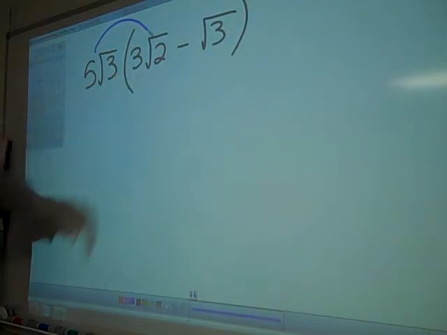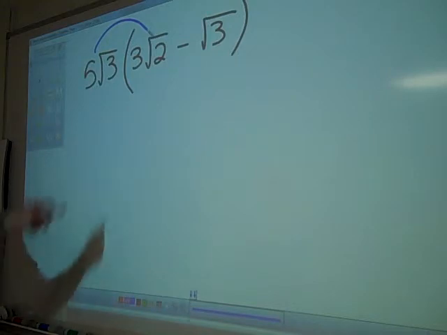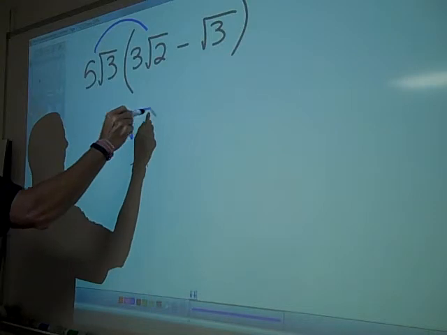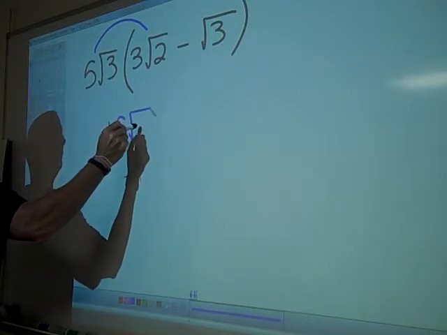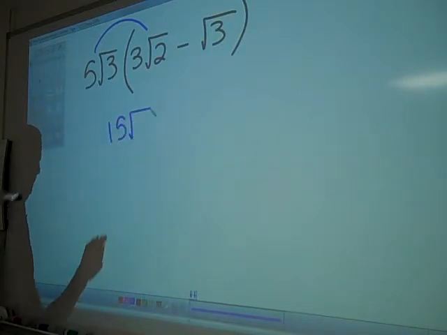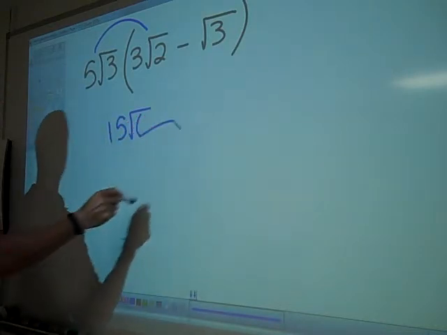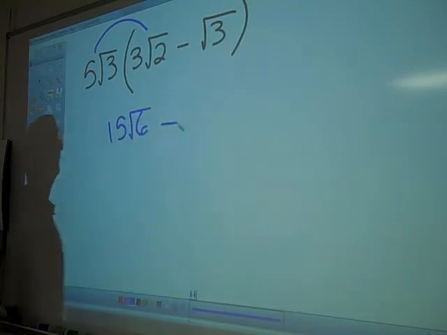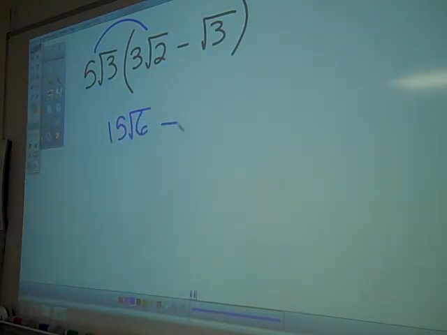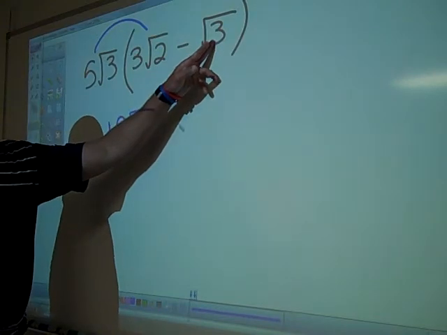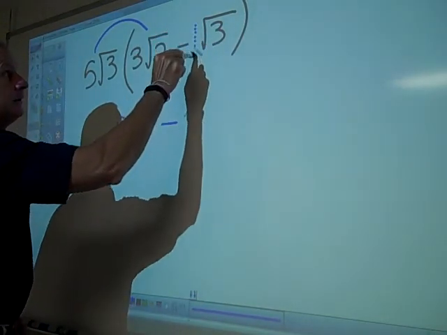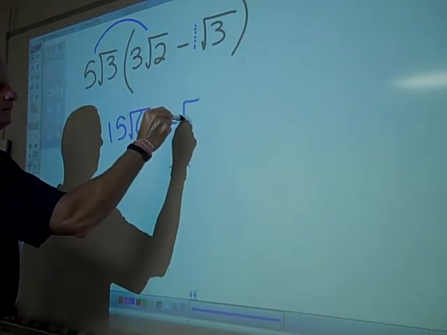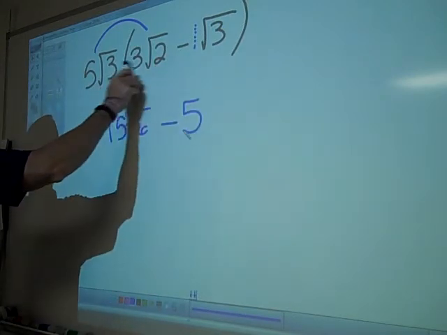5 times 3? 15. Square root of 3 times square root of 2? 6. It is 6. 15 square root of 6 minus. What coefficient is in front of the square root of 3? 1, or negative 1. So, Garrett, what's 5 times negative 1? Negative 5. And radical 3 times radical 3.